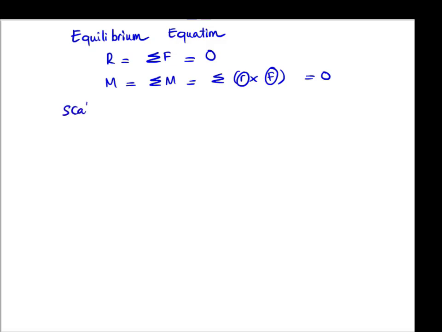It can be written in scalar form using a coordinate system in 2 dimensions as the sum of forces in the x direction equals 0, the sum of forces in the y direction equals 0, and the sum of moments about the z-axis equals 0. The sum of moments may be taken about any arbitrary point.